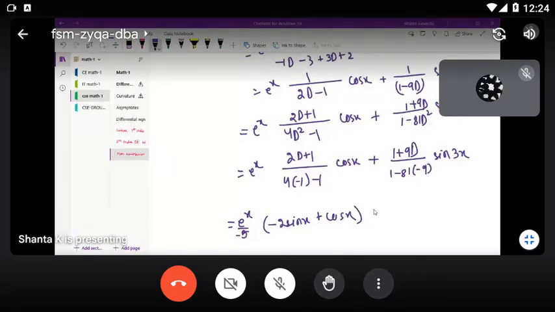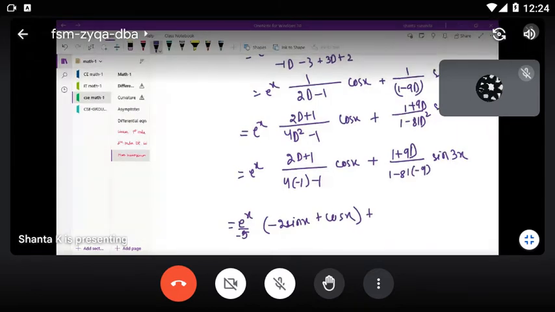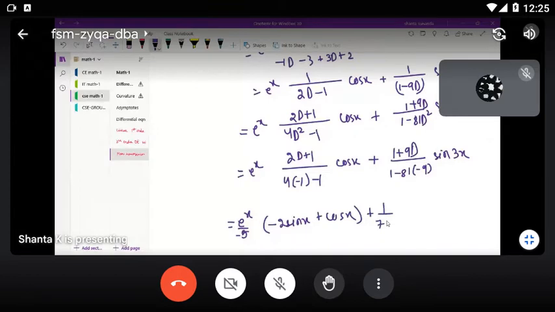Got it? Similarly, here we have 81 into minus 9. So you will be getting, this will be plus 1 plus 729, so that will be 1 by 730. Got it? 81 into 9 is 729 plus 1, minus minus plus. Now 1 plus 9D, 1 into sine 3x is sine 3x, and 9D is d by dx, so 9 cos 3x, and there will be one more 3, so it will be 27. 9 into 3 will be 27.